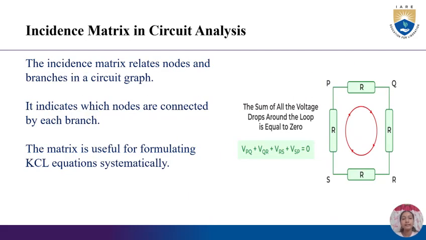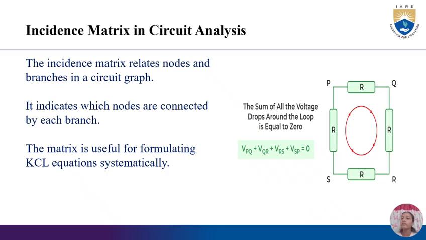Incidence matrix in circuit analysis. The incidence matrix relates nodes and branches in a circuit graph. It indicates which nodes are connected by each branch. The matrix is useful for formulating KCL equations systematically.